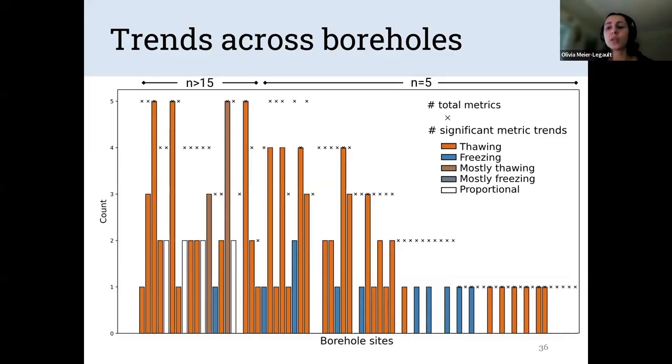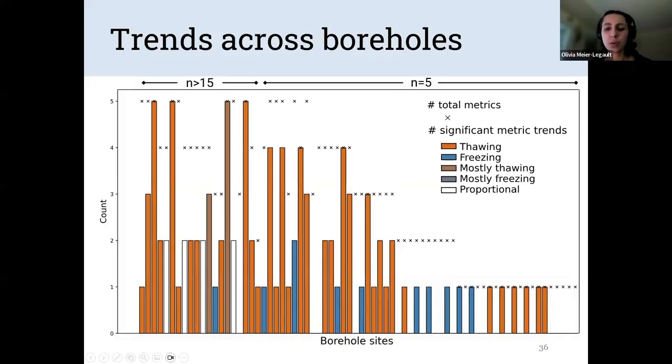And these metrics are mean annual ground surface temperature, the thermal integral, as well as the depth of zero annual amplitude. So at the top here, I've written in the sites that only have 5 years of data, which is the vast majority of them. And then we have some that have more than 15 years of data. So there is this big difference here.